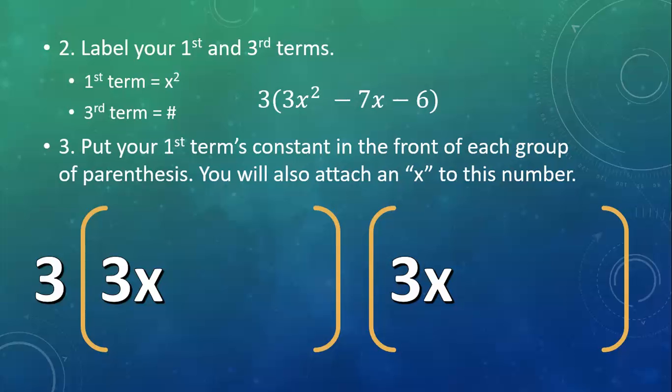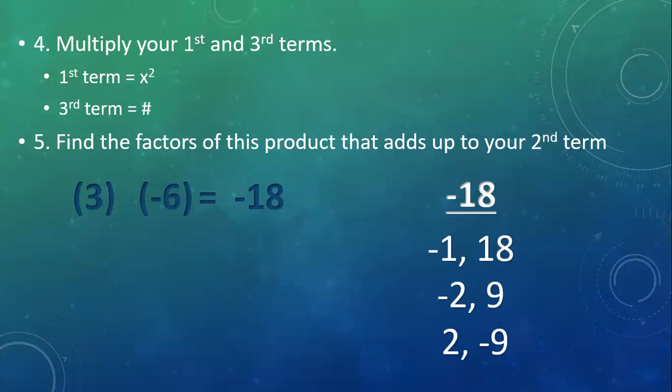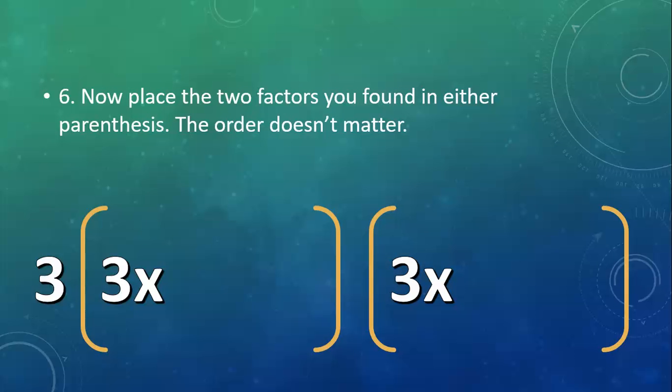The reason why we use the 3x in front of both is because we're not going to try to make our factors work for us, or we're going to try not to do guess and check. What we're going to do is we're going to make the factoring work for us. So when you multiply your first terms, like we've already done before, 3 times negative 6 equals negative 18. The factors of negative 18 that add up to be a negative 7 are 2 and negative 9.